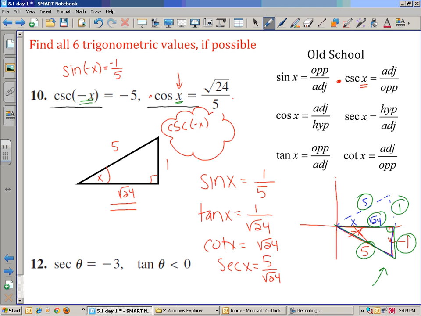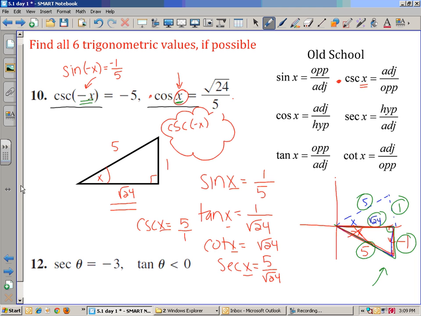Okay, and just so that we're clear, cosecant of x is 1 over sine x, so 5 over 1. Okay, here's the tricky part here. I'm given this negative angle just for the purpose of drawing the triangle. But remember, I'm either going to solve all 6 identities for negative x, or I'm going to solve all 6 identities for the positive x. I chose to go with the positive x because that's what we're going to be using.